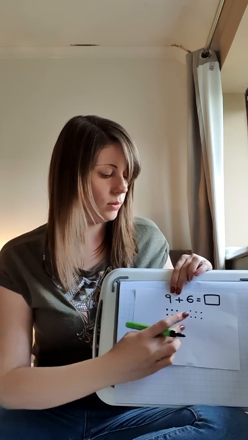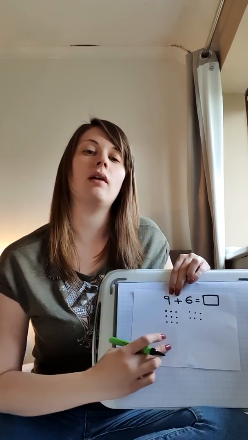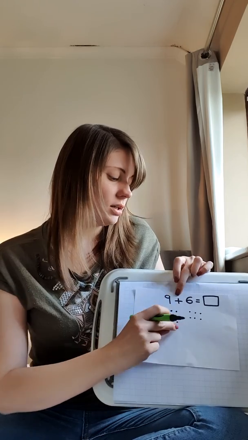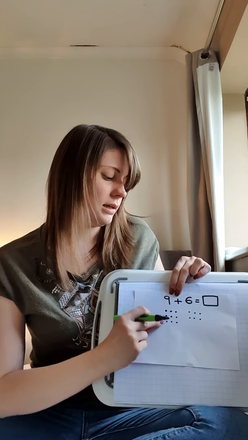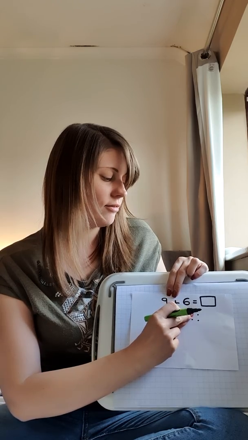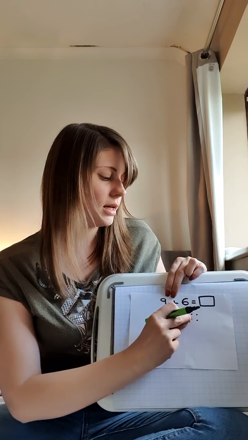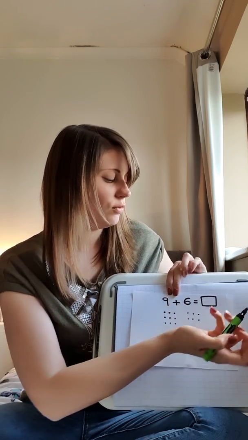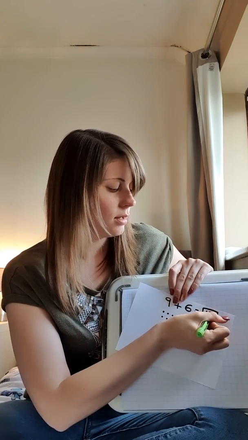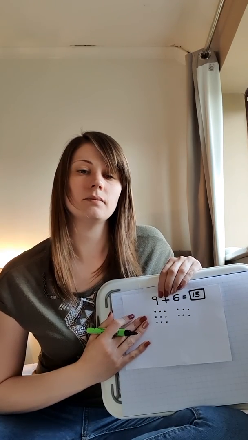Then I need to count them all together. Okay, so going back to those words, all together. Do I need to start again and count those 9? No, because I know that there are 9 there already. So we've got our 9, 10, 11, 12, 13, 14, 15. So we can see 9 add 6 is 15.